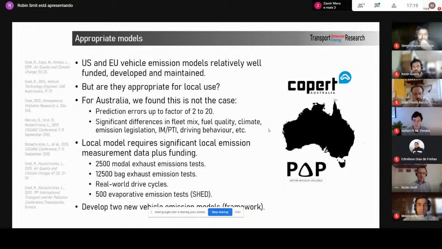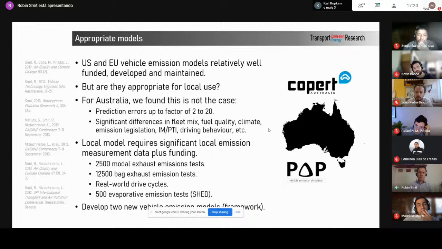So we basically ended up developing two new vehicle emission models. Together, they make up a modeling framework, which you can apply at different scales, which is Copert Australia. It is very similar to Copert, but it has some differences. And then P delta P, which is similar to FEM, which is used in Europe, or MOVES, which has different capabilities, but it's basically an energy-based high-resolution model.